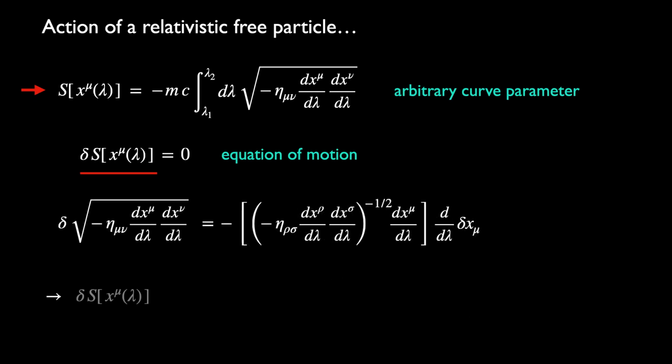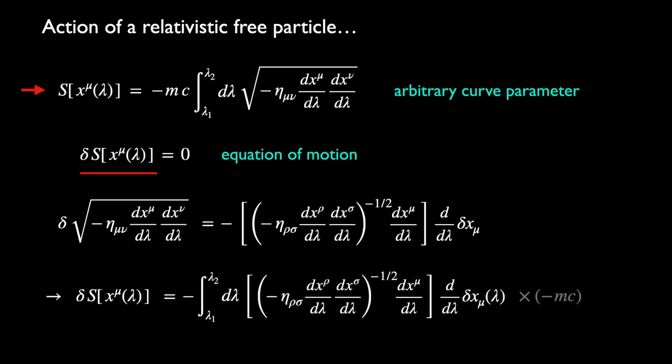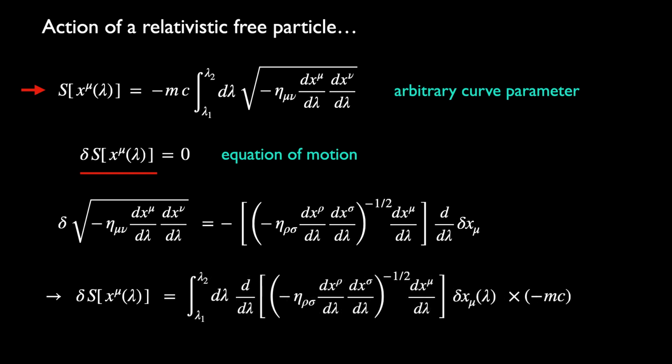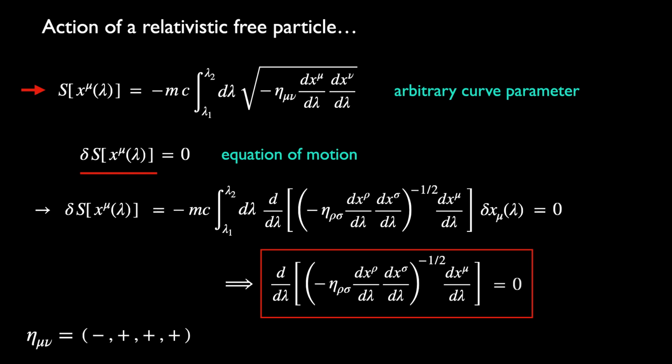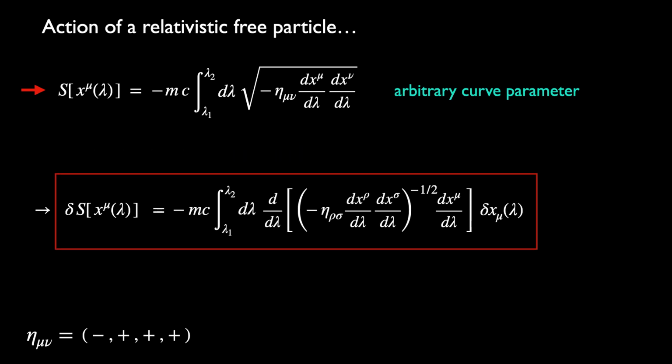This gives the following variation of the Lagrangian. We can shift this lambda derivative to the term in brackets by absorbing the minus sign. This leads to the following equation of motion. Let's save this variation of the action for later.